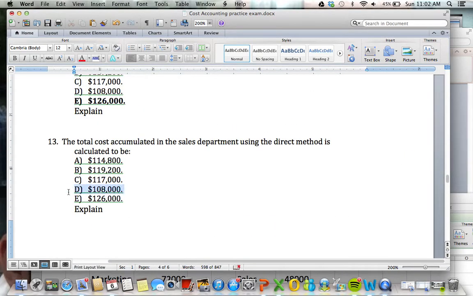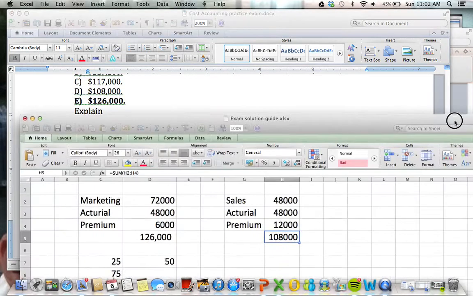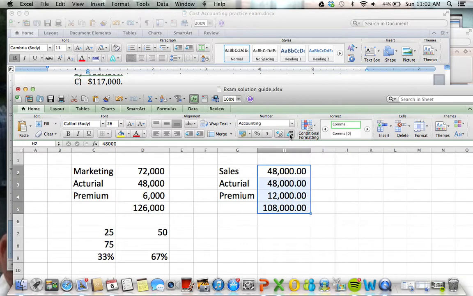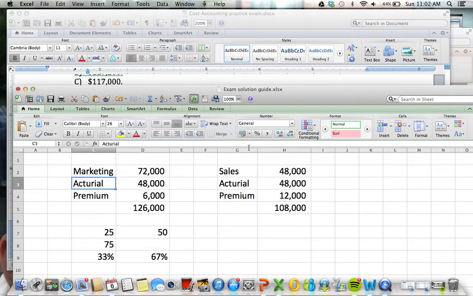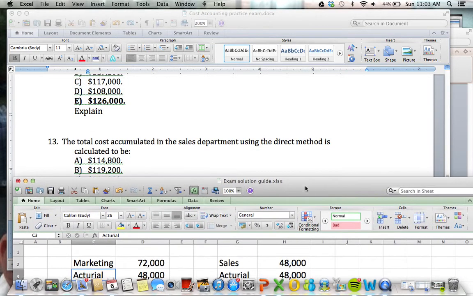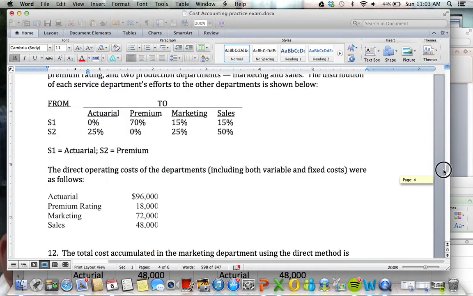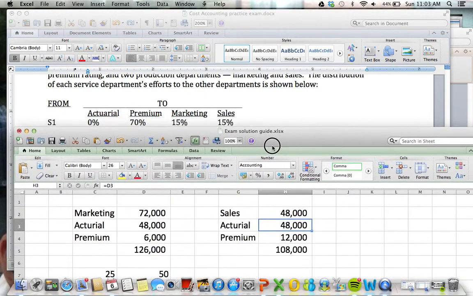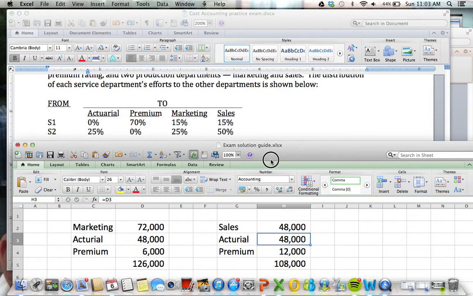So the answer here is D. Now the one thing to keep in mind is that you have your base cost in each department. That's how you start. The only thing you're allocating is the two service departments, actuarial and premium. And notice that the way you do it in the direct method is you look at the percentages. For actuarial, I allocated 50-50, 48 and 48 out of 96, because marketing and sales are using it equally. So we're going to split it right down the middle.